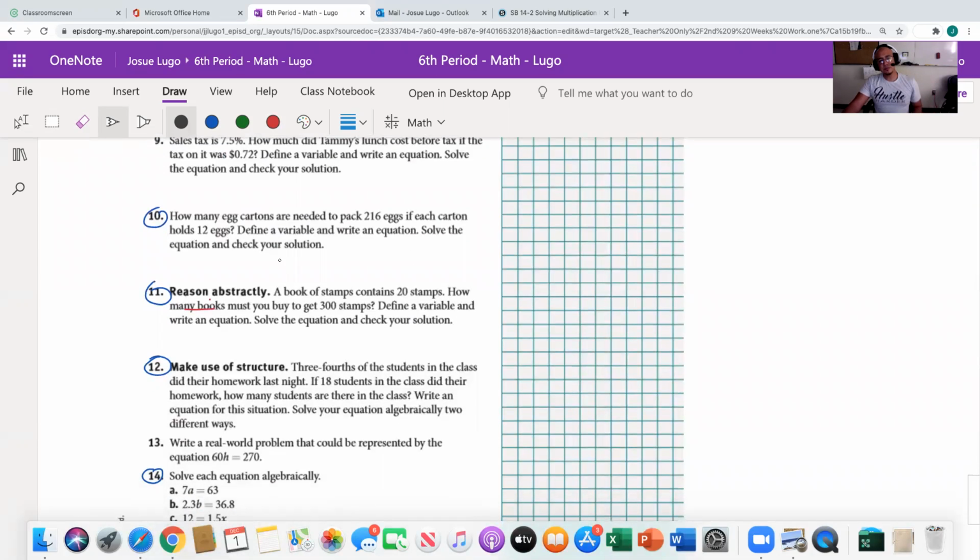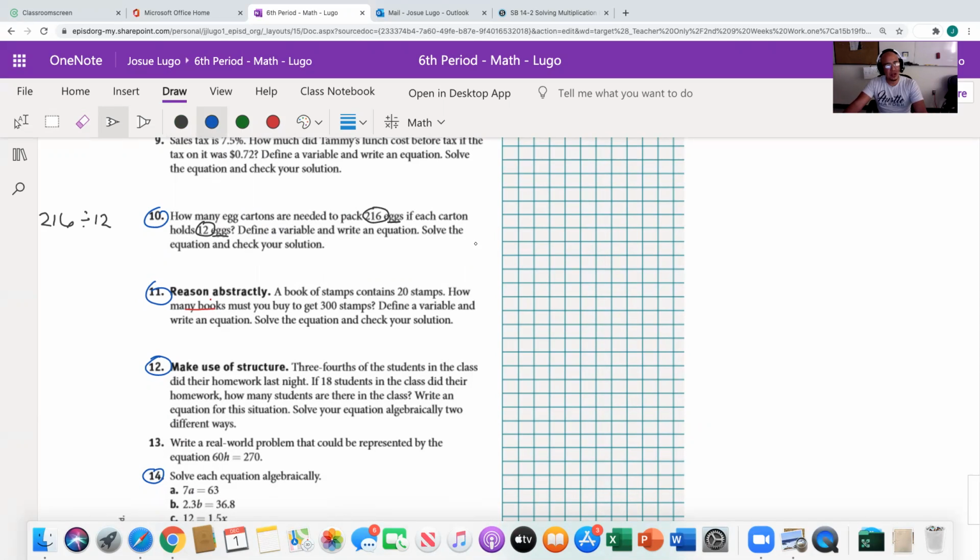All right. For 10 and 11, really, I'm more concerned with the actual, not so much with solving the problem, but with actually solving the equation. So for number 10, it says how many egg cartons are needed to pack 216 eggs if each carton holds 12 eggs. So you have this many eggs and you want to separate it into groups of 12. A lot of you guys, to solve this question, all you would do is you would divide 216 and divide that into 12. And yes, that would give you the answer. And that's totally fine if you have a question like this on a test.